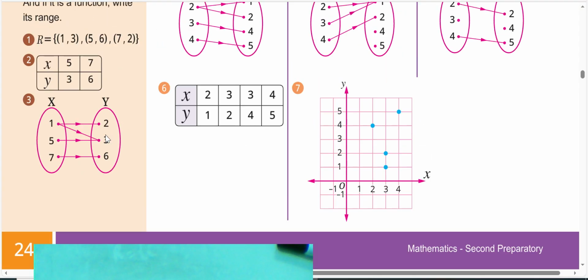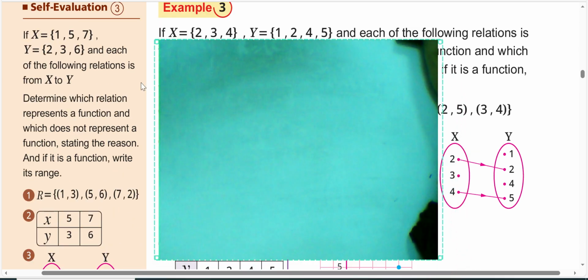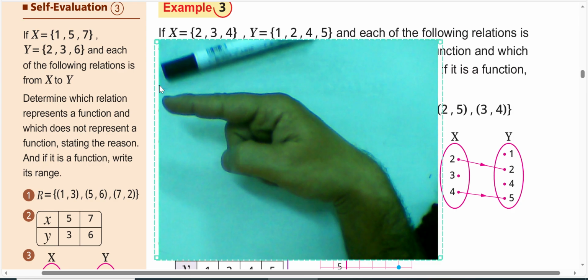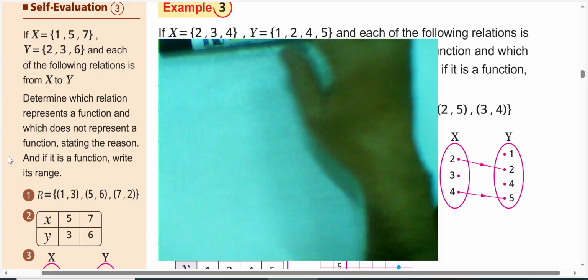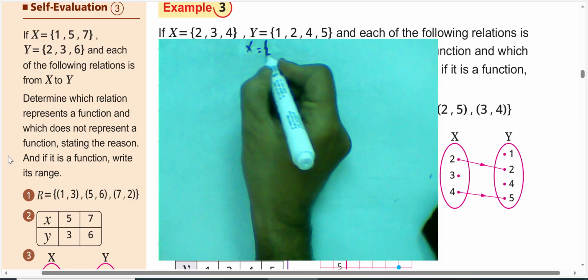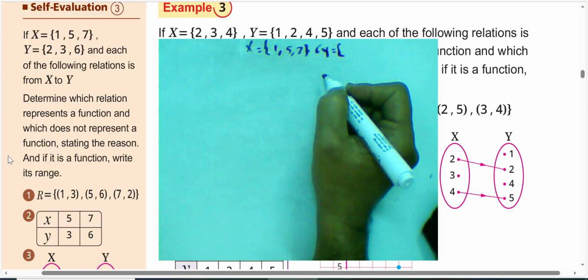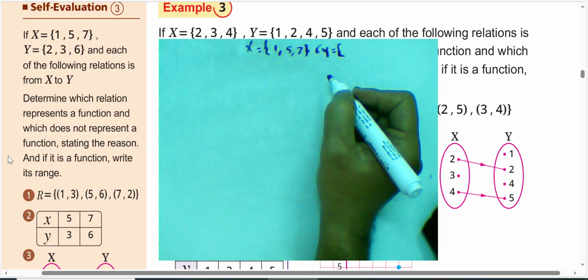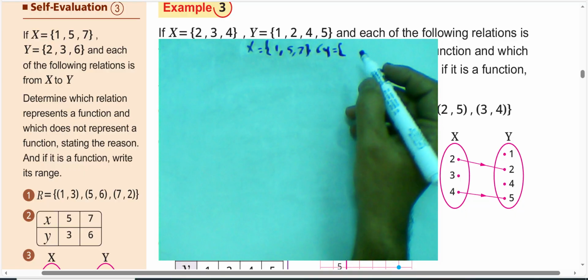Question here, self-evaluation. Number 3, look at question number 3 here, I will solve it. If x equals 1, 5 and 7 and y equals 2, 3, 6, the following relation, look at this question here: relation from x to y, determine which relation represents the function. Give me x, which was 1, 5 and 7, and y was equal to 2, 3, 6.